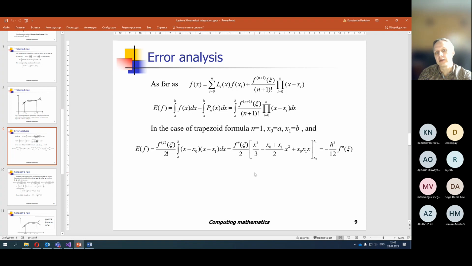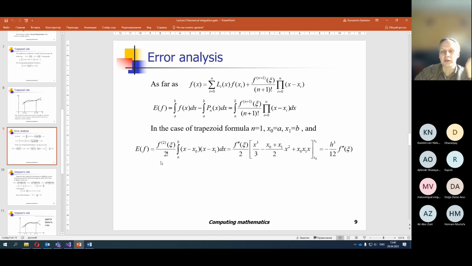As far as f of x can be represented as p_n of x plus an error term, this is the formula of interpolation. The error of computing the integral of a function will be the difference between the real value of the integral and the approximation. And this value will be the integral of this error term.